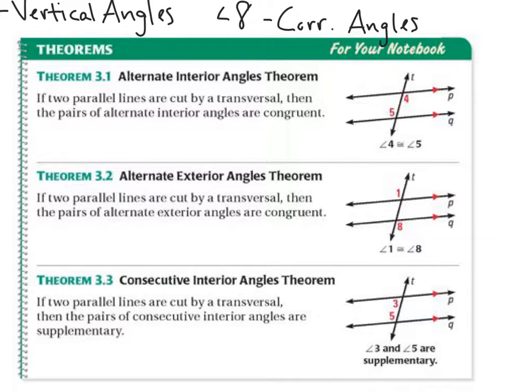The only one that's different than that is when we get down here to consecutive interior. They are in between the parallel lines, they are on the same side of the transversal, and they are, this little special word right here, supplementary. So that means that they are going to add, so angle 3 plus angle 5, that's a plus sign, to equal 180 degrees. We're going to use all of this. We're going to do a little more algebra with stuff, more than we've done in the past here. But we're going to use all of these theorems in order to determine angle measures.